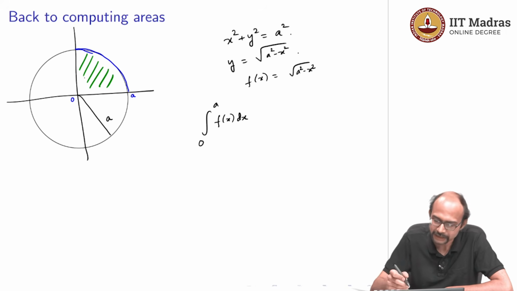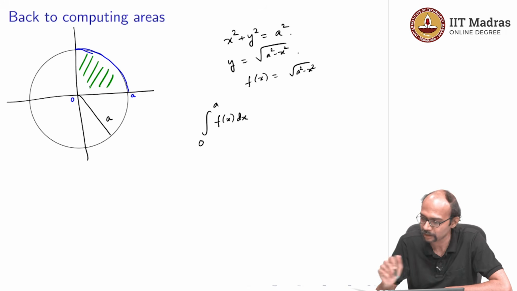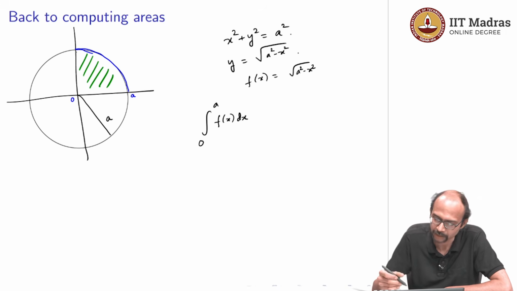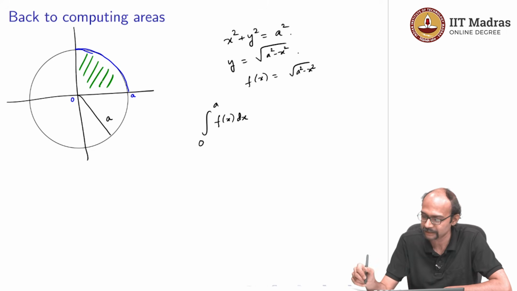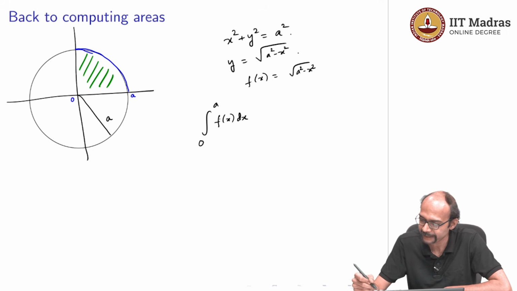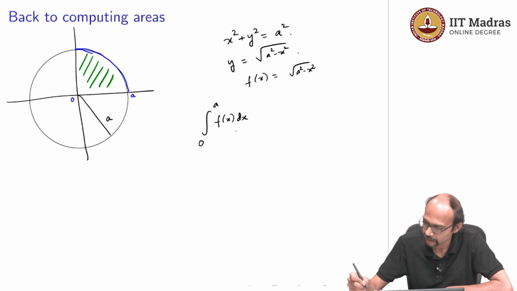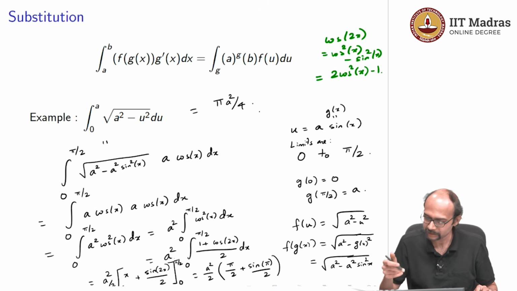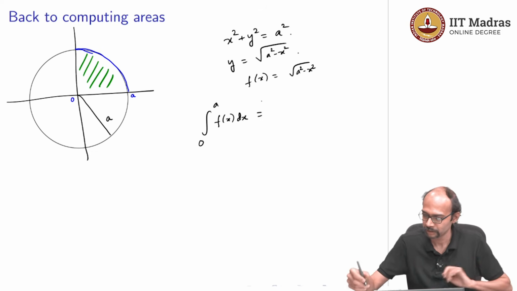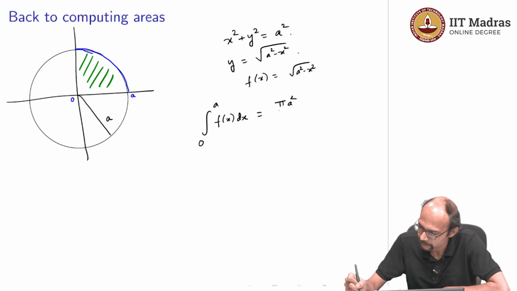What is that? Well, that is exactly this thing in the green portion that we have done here. Why? Because that is the area under the curve, where the curve is the graph of this function. But what is the graph? The graph is exactly this blue arc that I have drawn. So, this green portion is exactly going to be computed by integrating f of x dx, where f is root a squared minus x squared. How do I do that? Well, let us go back. This is exactly what I did over here. I computed the integral of root a squared minus u squared du from 0 to a, and it was pi a squared by 4.